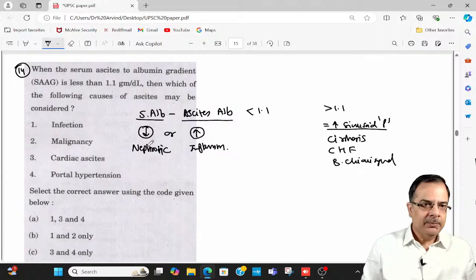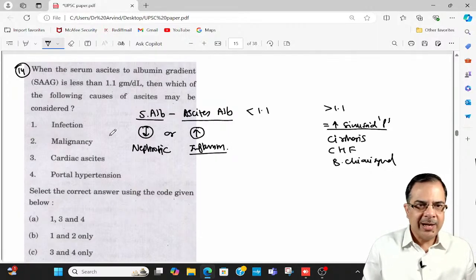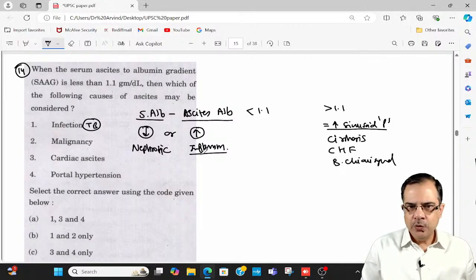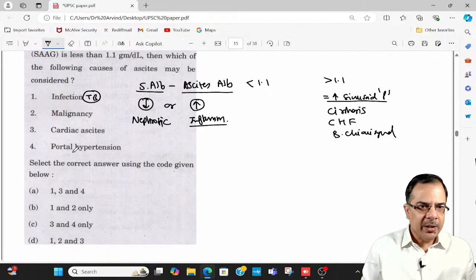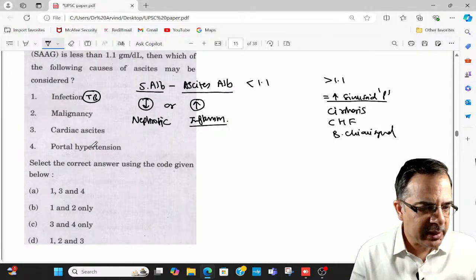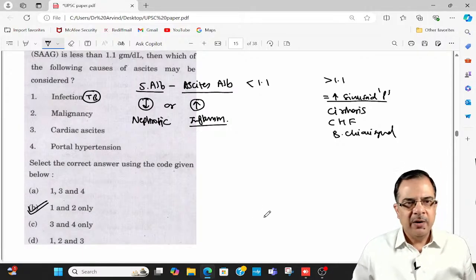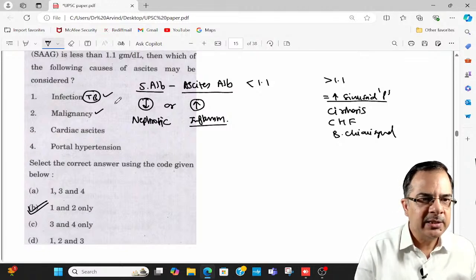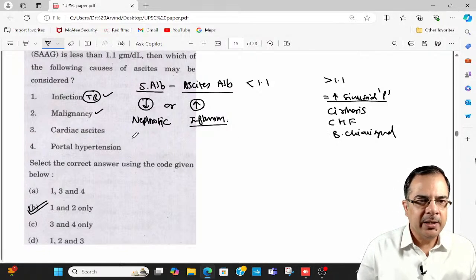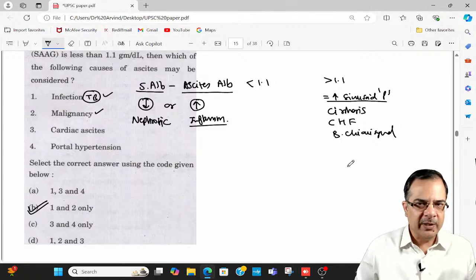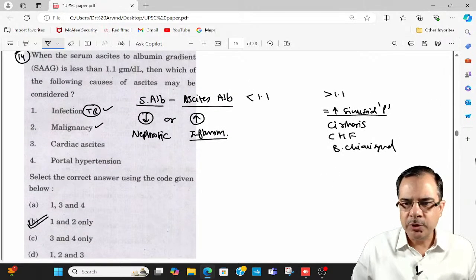So the answer here will be infection. Inflammation like tuberculosis can lead to a low gradient. Malignancy, true, because it is inflammatory. So 1 and 2 will be the correct answer here. Portal hypertension will not be the cause. Cardiac ascites will not be the cause. So 1 and 2, where is the option 1 and 2? Let me see. Yes, B is the correct answer. Cardiac ascites and portal hypertension cause a gradient more than 1.1. So here the answer is B option.